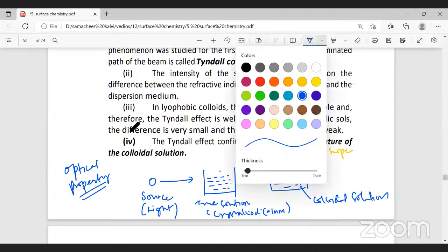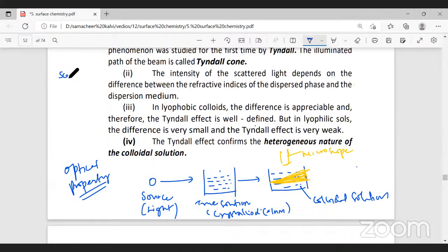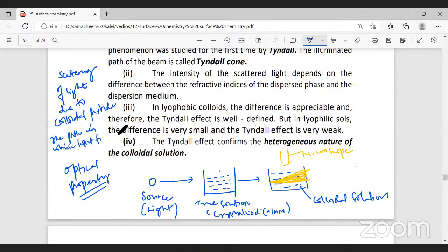So what is Tyndall effect? They can ask you for 2 marks. Scattering of light due to colloidal particles is called as Tyndall effect. The path in which light travels appears as a cone, called the Tyndall cone. So this effect is called an optical property, or the Tyndall effect.